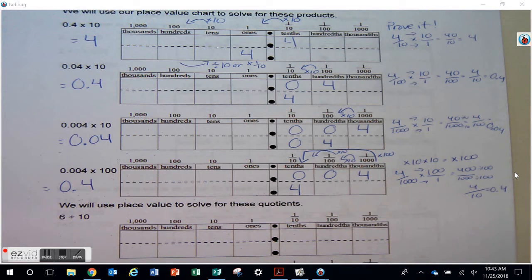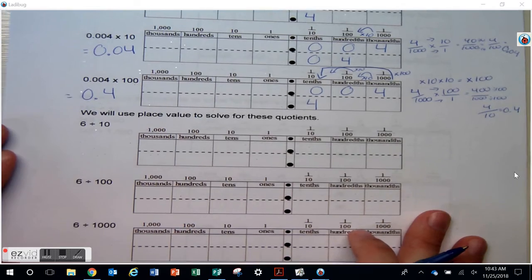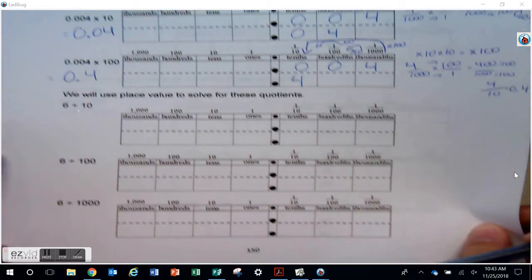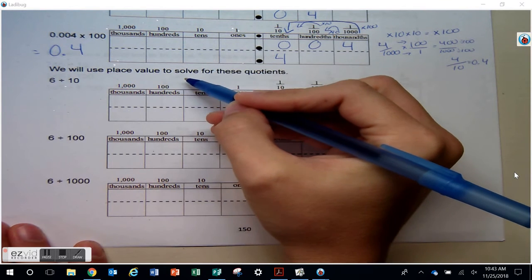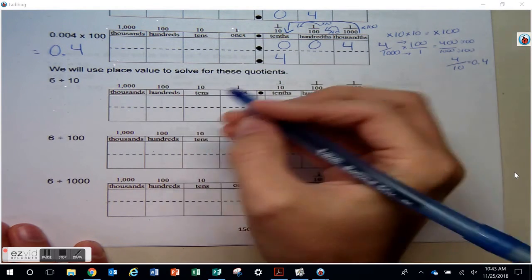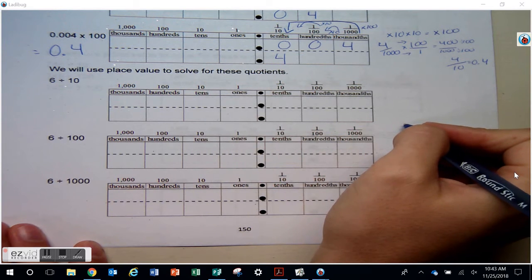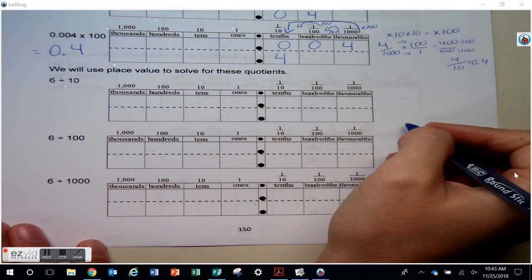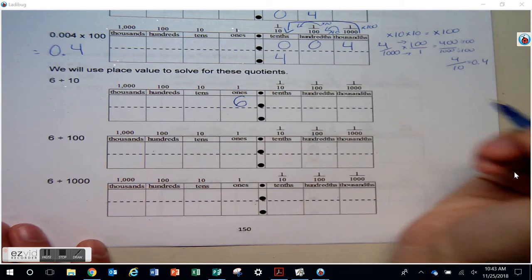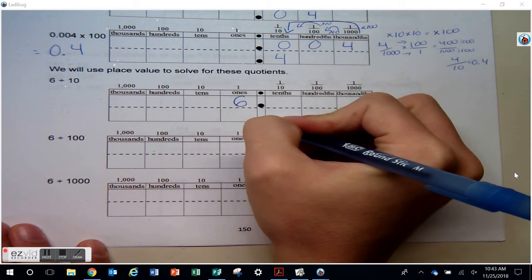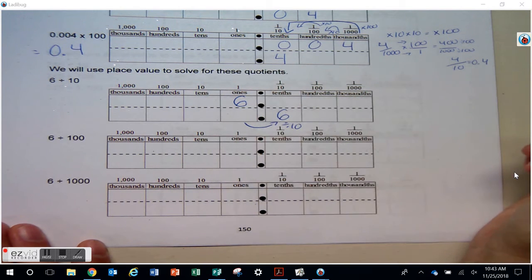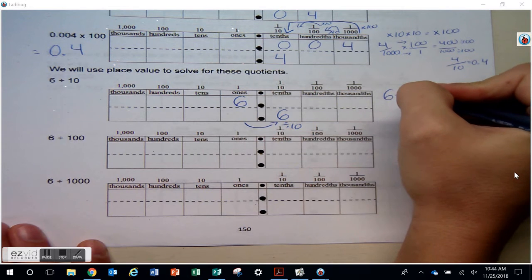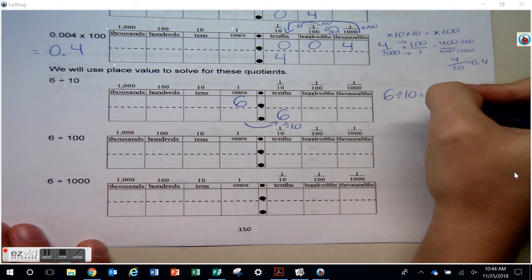Let's go ahead and use our place value chart to solve for these quotients. So I remember that moving to the left, going this way, we multiply by 10. But going the opposite direction, we divide by 10 each place value. So if I have 6 ones, and I'm going to this time divide by 10, I would end up at 6 tenths. Let's see, 6 divided by 10 equals 6 tenths. Very easy for us once we have our place value chart.